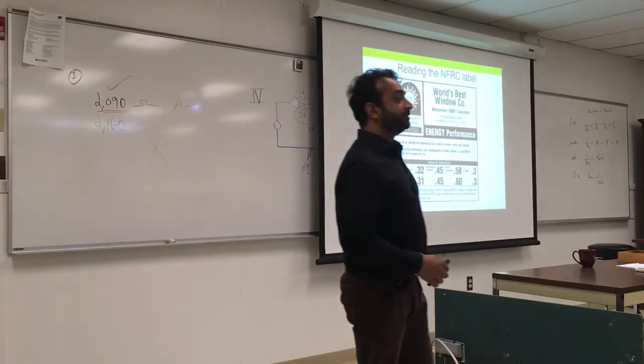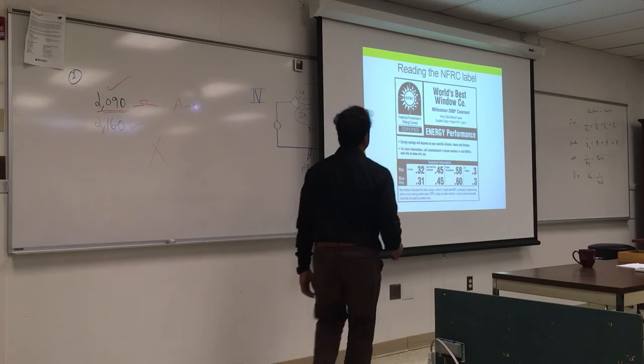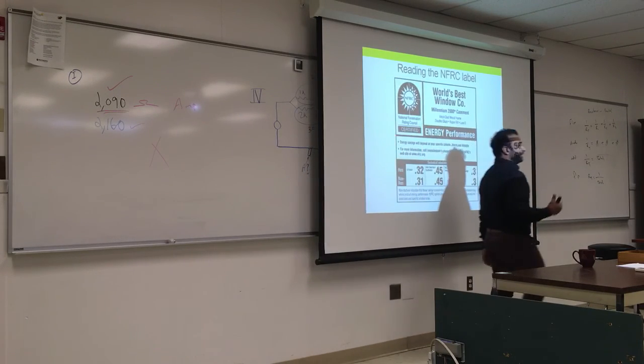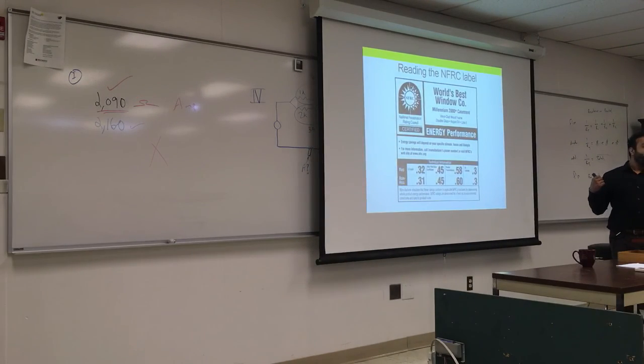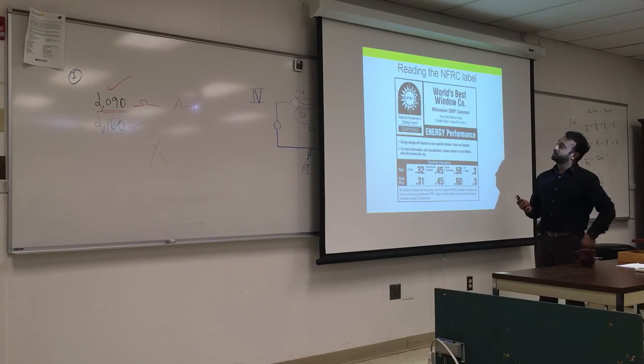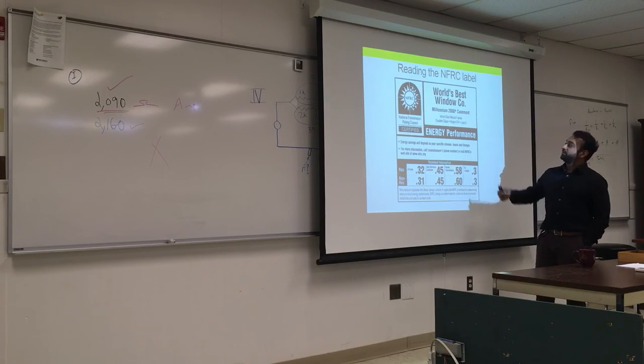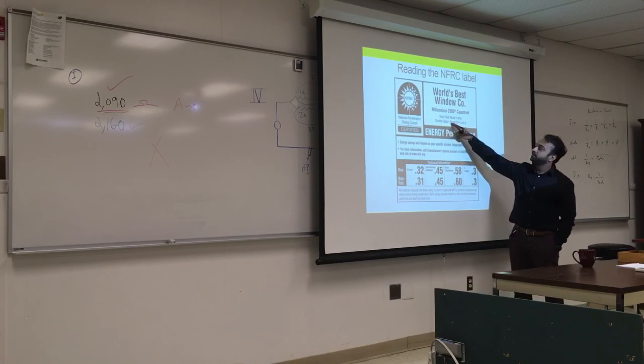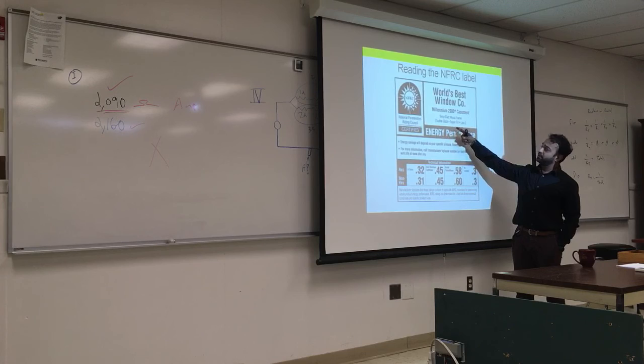So reading the label, guys. This is a common label you'll see if you go to Home Depot or Lowe's trying to buy a window. This is from the World Best Window. I made up this company, of course, but they just want to tell you what the material is. So this is vinyl-clad wood frame, double glazed. So we have double glass.